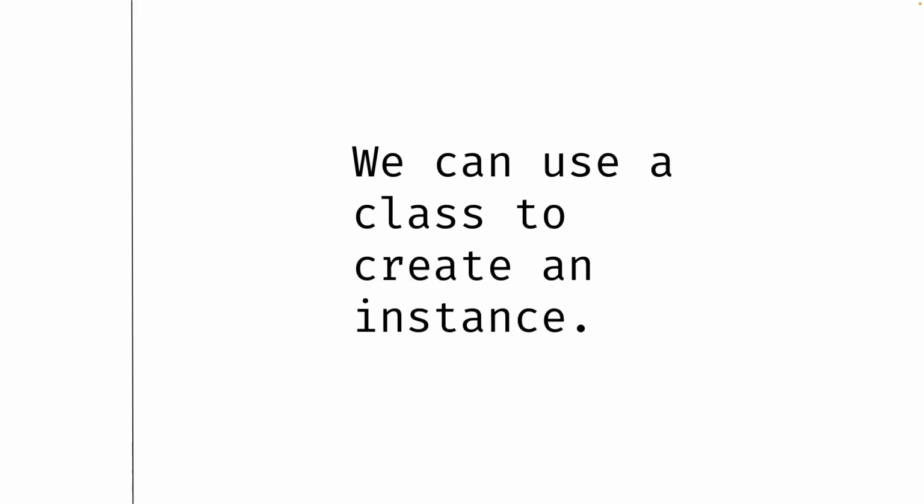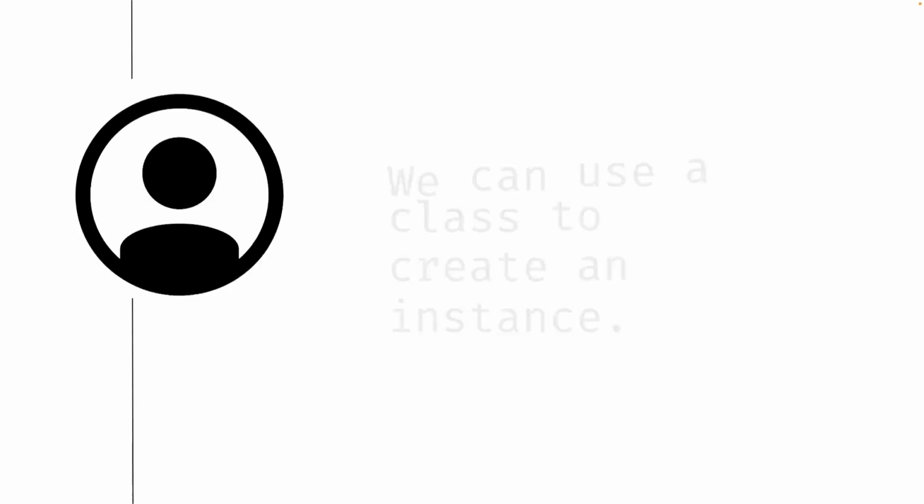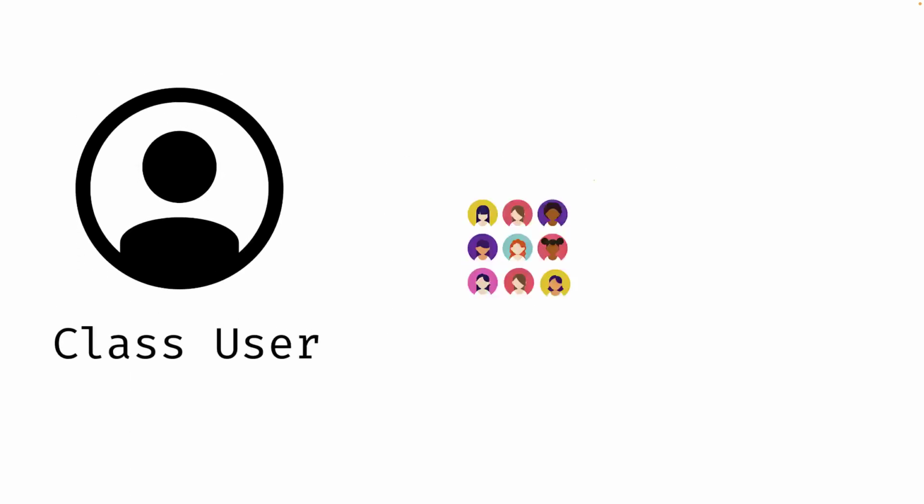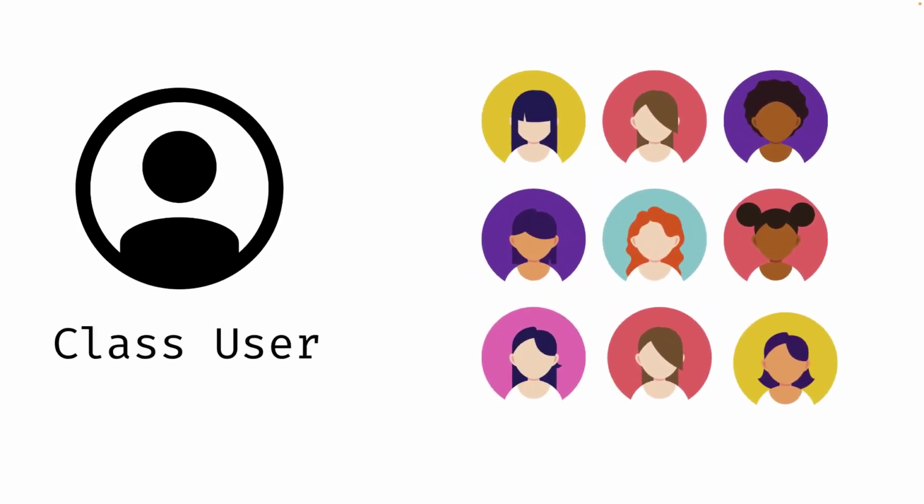This blueprint and houses metaphor also applies to classes and instances. We can use a class to create an instance. An instance is the actual object that's made based on the class. For example, if the class is user, the instance is the actual user where all the fields have values. We can have multiple instances of the same class. They are all different objects of the same type.